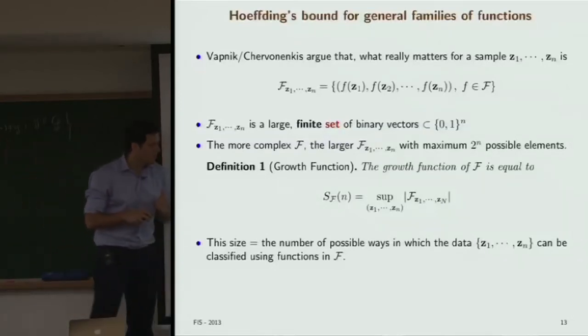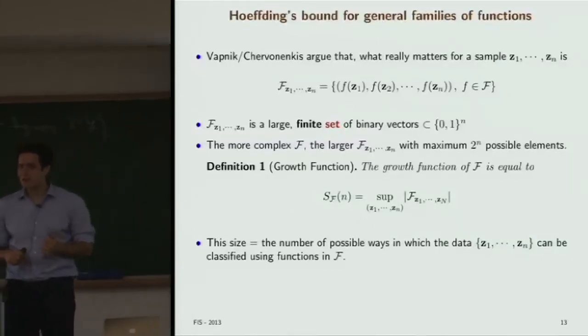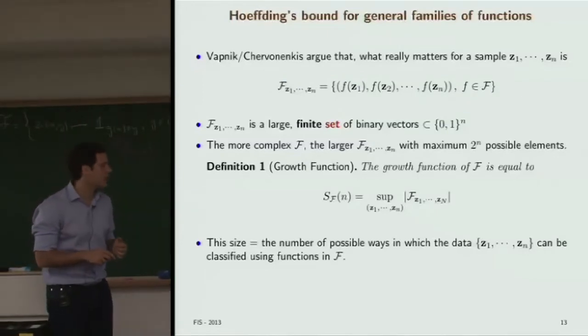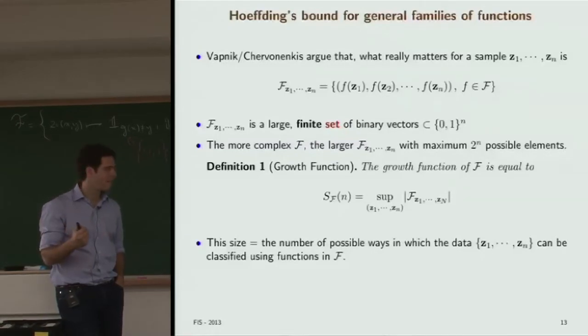So what is the maximal size? Well, it's written here. Sorry, I was going to ask: what is the maximal size this set can have? It's 2 to the power n, right? If I have n binary numbers, I can have 2 to the power n combinations of them. Okay?